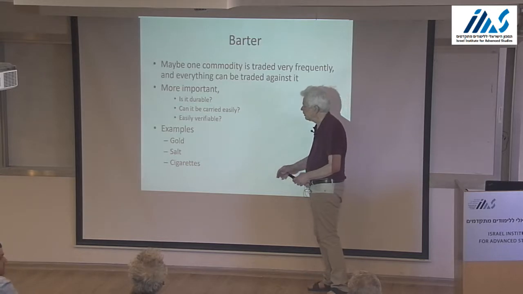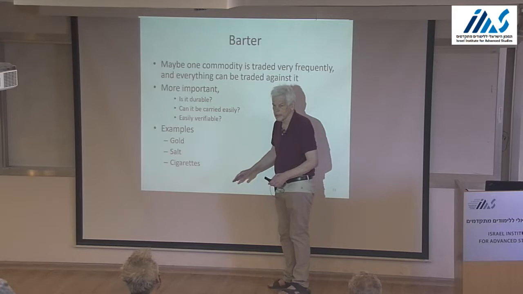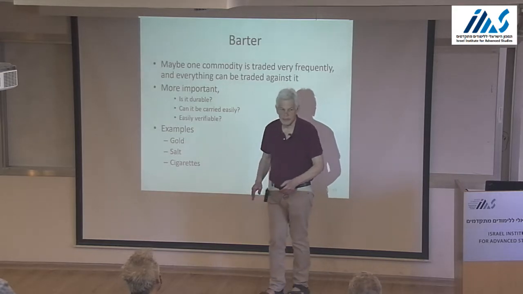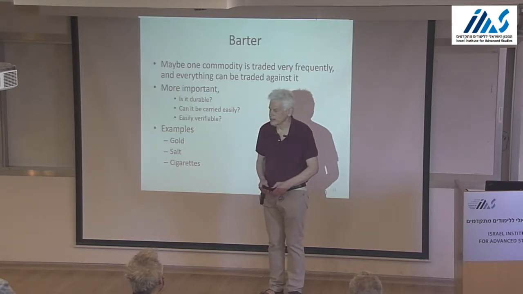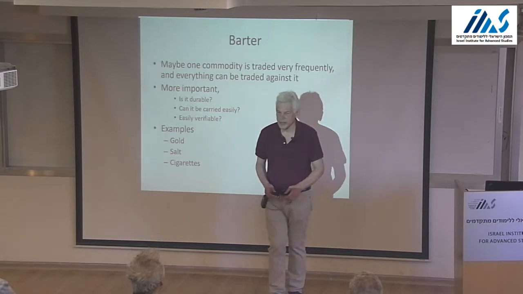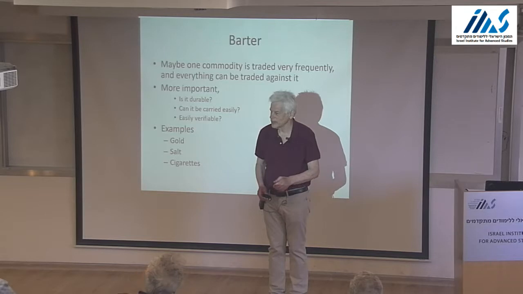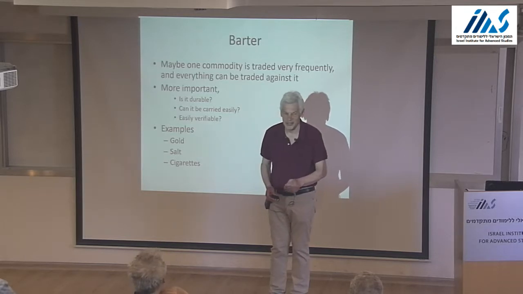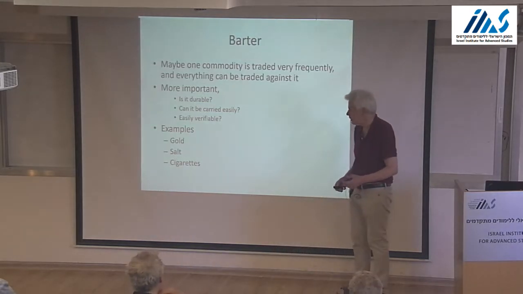And here are examples: gold, salt, cigarettes. Anybody heard about cigarettes as money here? In prisoner of war camps in Germany. And actually it's interesting, the story I read was that it was initiated by the non-smokers. They were getting rations, and it was the non-smokers who were happy to get rid of them for something better in their eyes. So these are examples of money.